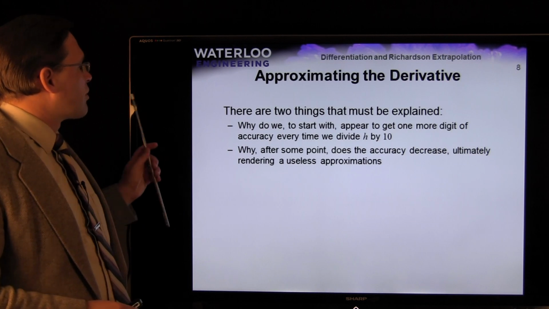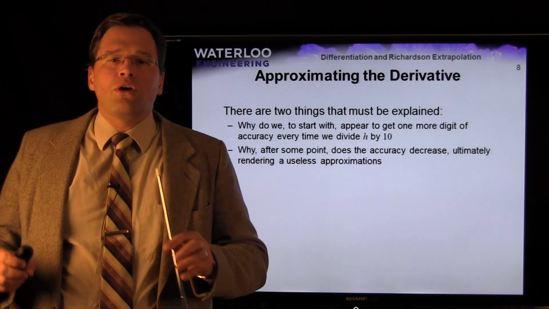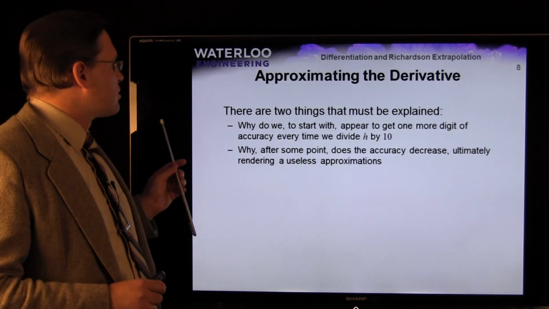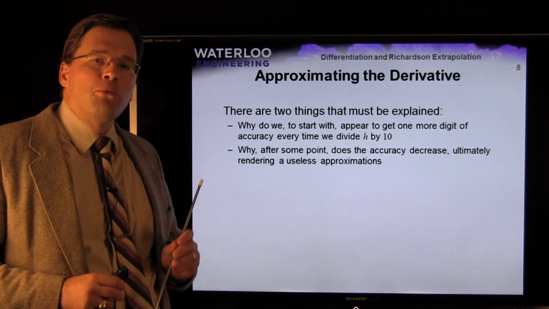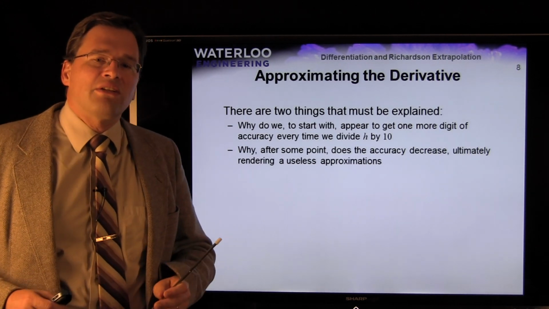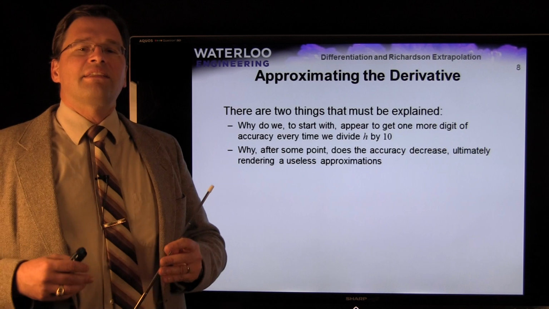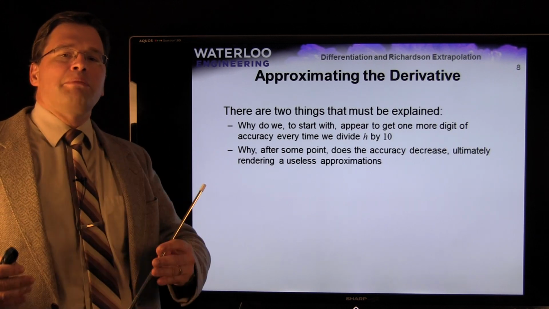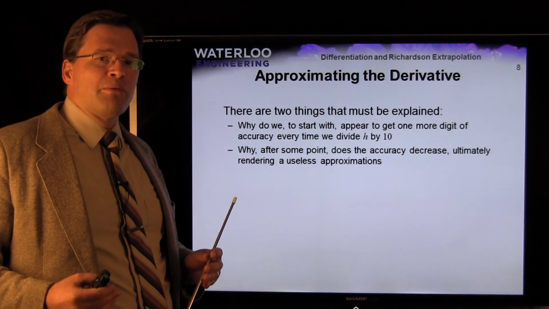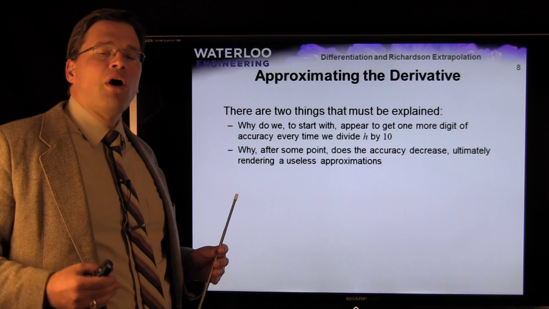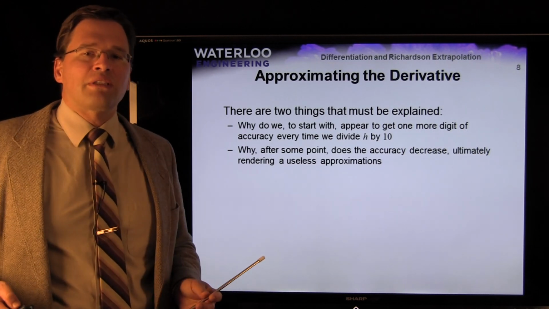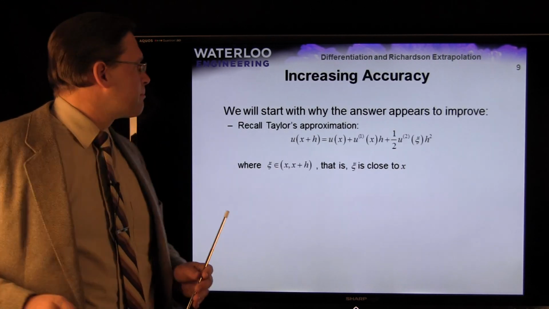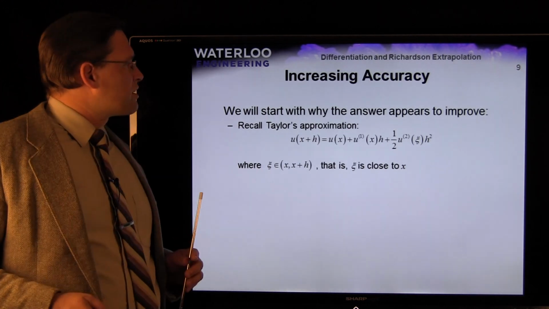All right, so there are two things that must be explained here. Why is it that, to start with, we seem to be getting one more digit of accuracy with every single iteration, and then at some other point we seem to be losing a digit of accuracy with every single step? Ultimately we get a completely useless approximation. So why is this? Well, let's start with Taylor series.